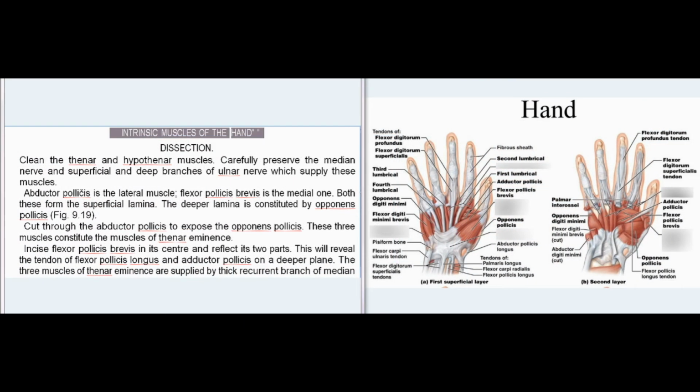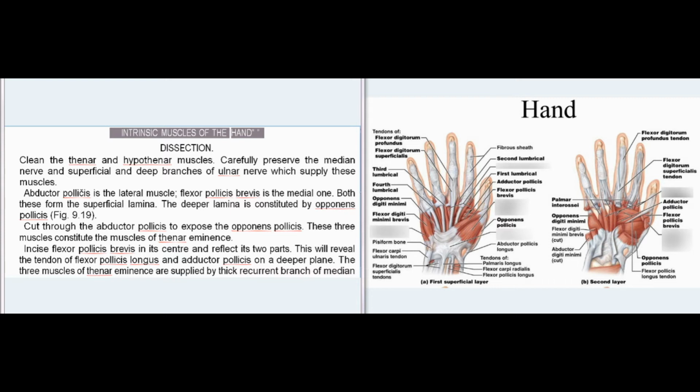Intrinsic muscles of the hand dissection. Clean the thenar and hypothenar muscles. Carefully preserve the median nerve and superficial and deep branches of ulnar nerve which supply these muscles. Abductor pollicis is the lateral muscle, flexor pollicis brevis is the medial one. Both these form the superficial lamina. The deeper lamina is constituted by opponens pollicis, Fig 9.19. Cut through the abductor pollicis to expose the opponens pollicis.